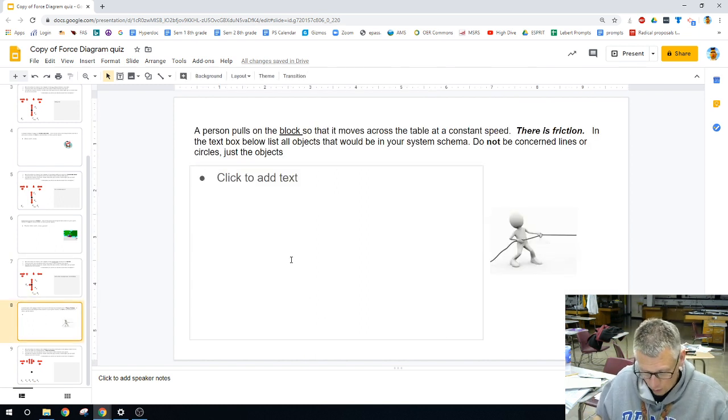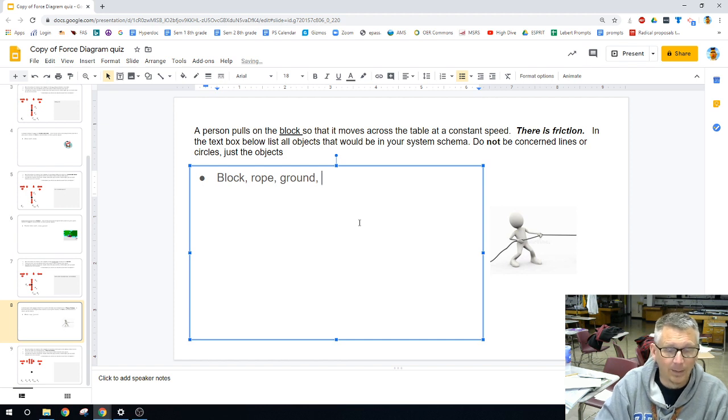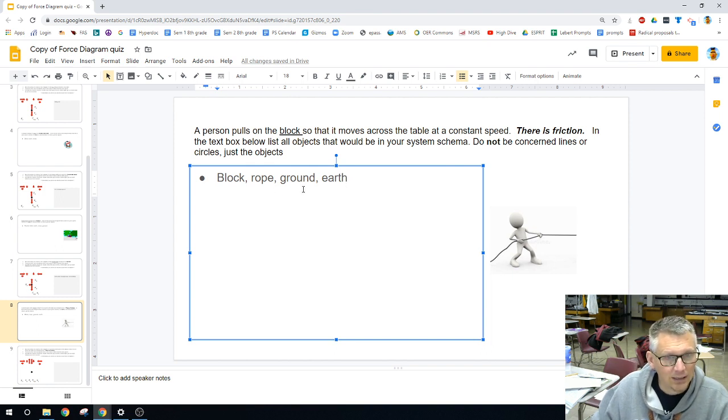The next one, the rope. The reason my directions are what they are is due to that picture. But we are going to have the block, we are going to have a rope, we are going to have ground and earth. And I think that's about it. You may have put something that's going to be the frictional force. I don't know, but I'm going to call the ground the force going up, and the frictional force.